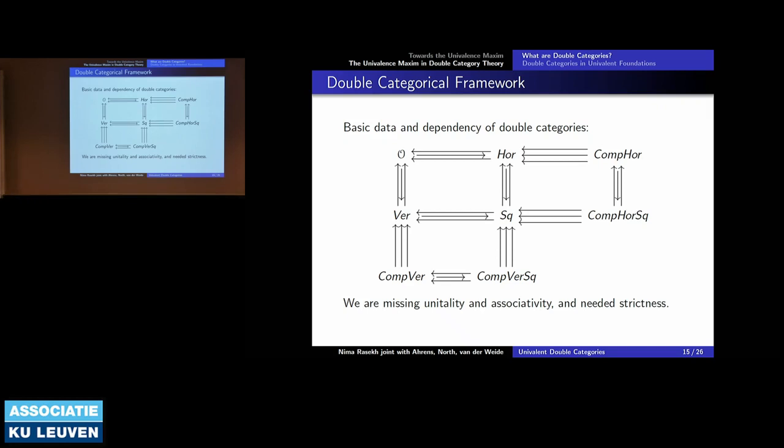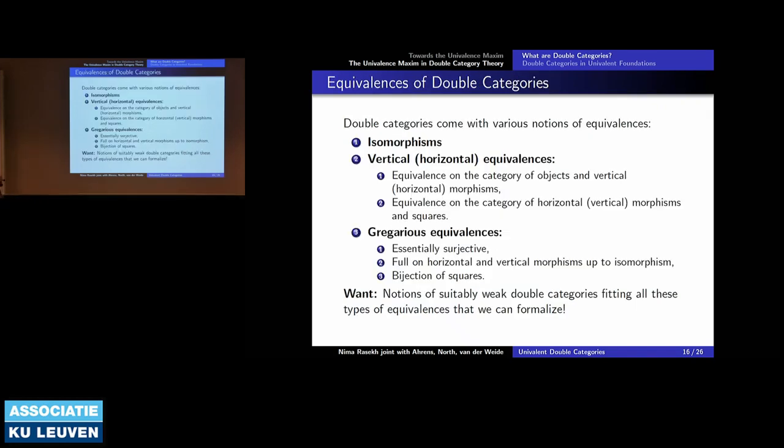That's all. And then there's this last notion of what is called a gregarious equivalence. And that's just kind of an explicit notion. It can be described in terms of the double category itself, and it's nicely symmetric in both directions. So you have a bunch of conditions: it's a bijection on squares and essentially surjective, and some condition on the horizontal and vertical morphisms.